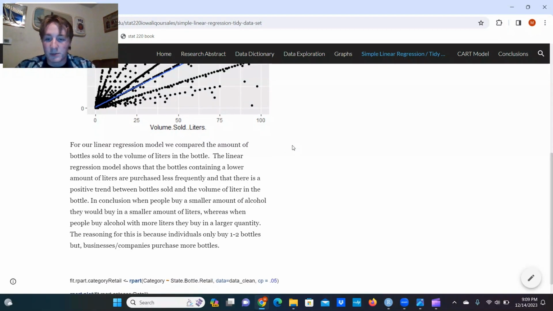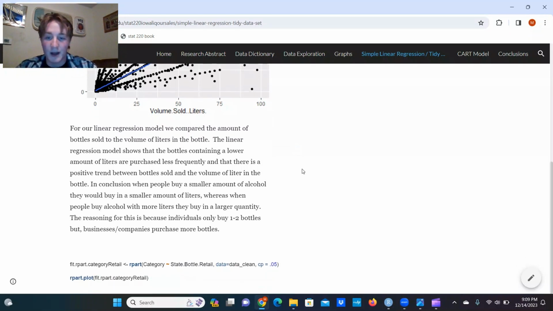In conclusion, when people want to buy less alcohol, they buy a bottle that contains fewer liters, and when they want to buy more alcohol, they buy more bottles in a larger quantity. We believe the reason for this is that when individuals buy alcohol, they only want to buy 1 to 2 bottles, but a business, a bar, or another company would like to purchase more bottles.